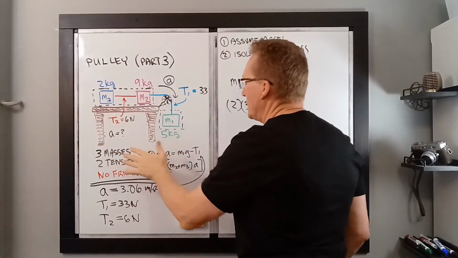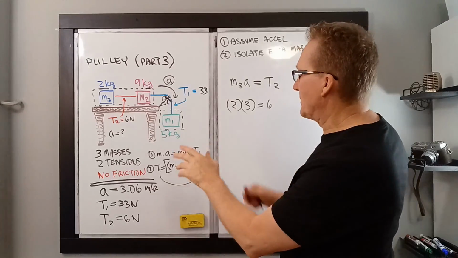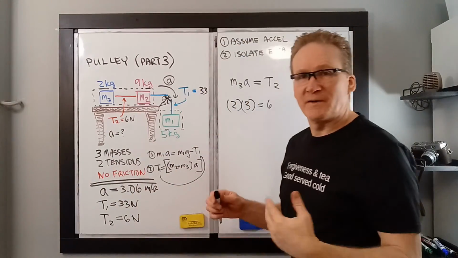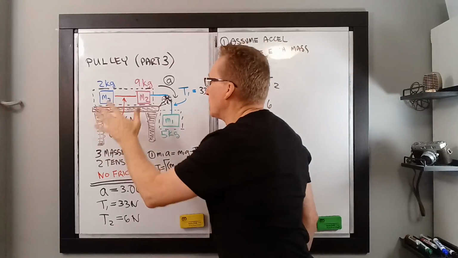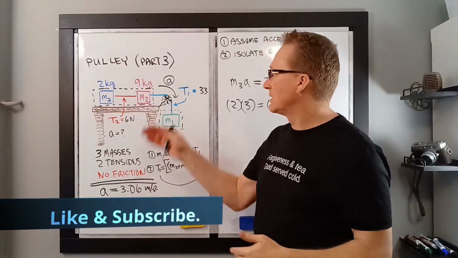This is a very simple way. Well, it's not that simple if you haven't done it before. But if you do this one a couple of times using this method, you're going to find it fairly simple. And we're going to go on later on in our next part 4 and work on even more complicated pulley problems.